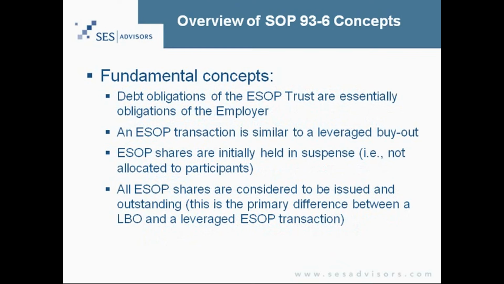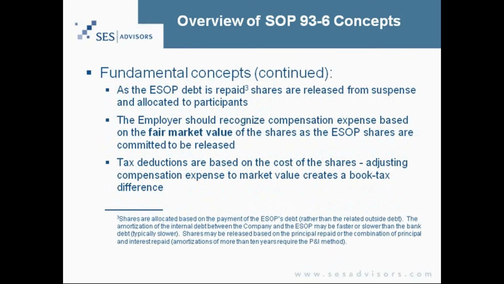Of course, as we just mentioned, an ESOP transaction is similar to a leveraged buyout. The main difference is instead of extinguishing shares in a buyout, the shares remain outstanding, but they're held in a suspense account. They're not allocated to any shareholder or any ESOP participant until they're paid for. So as the ESOP debt is repaid, and this again is the debt between the company and the trust in an indirect loan scenario, shares are released from suspense and allocated to participants.